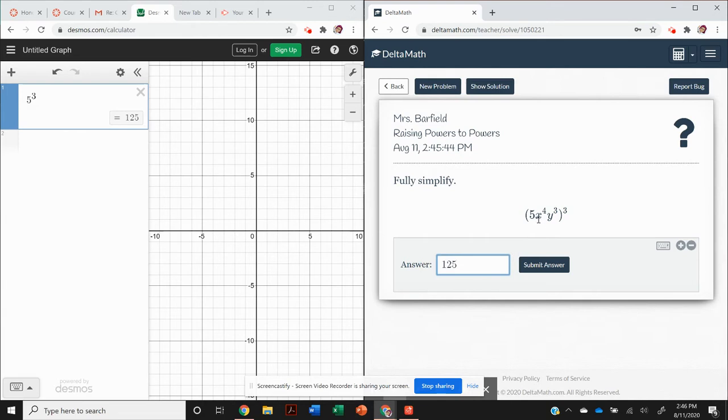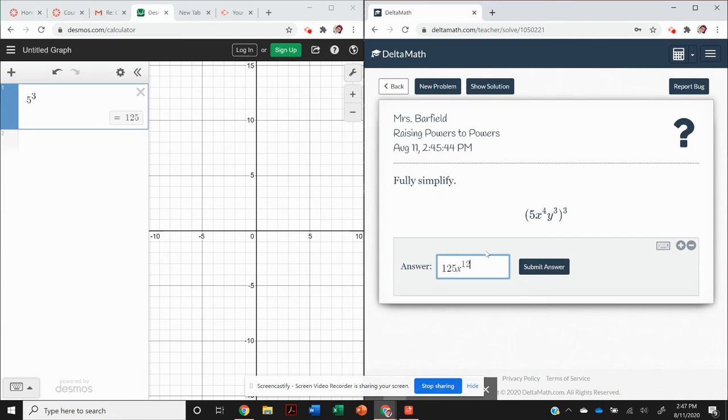Now I'm going to move on to x. Well, I've got x to the 4, and I have to raise that to the third power. So I have to do 4 times 3, so that's 12. So x to the 12. I'll make sure I type that in. So I did 4 times 3.